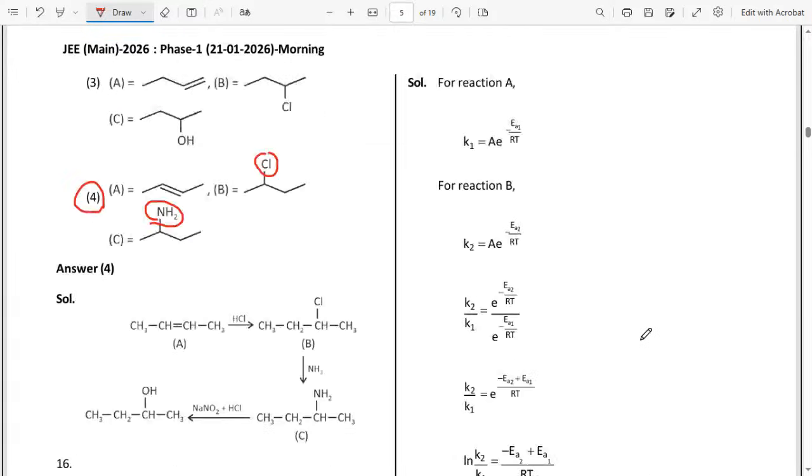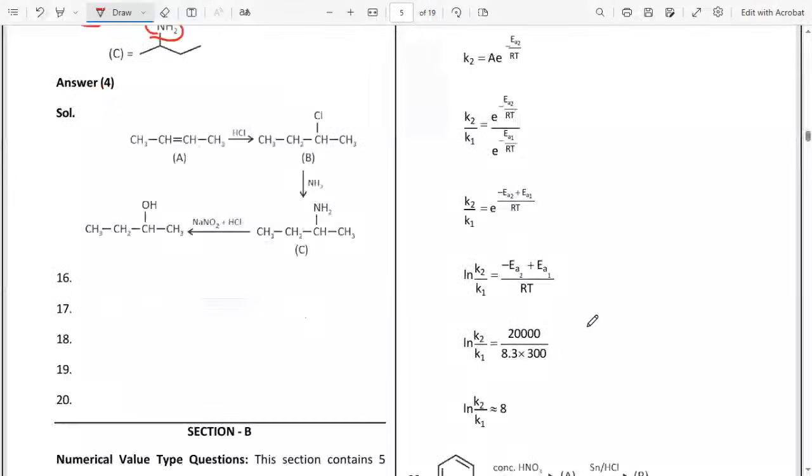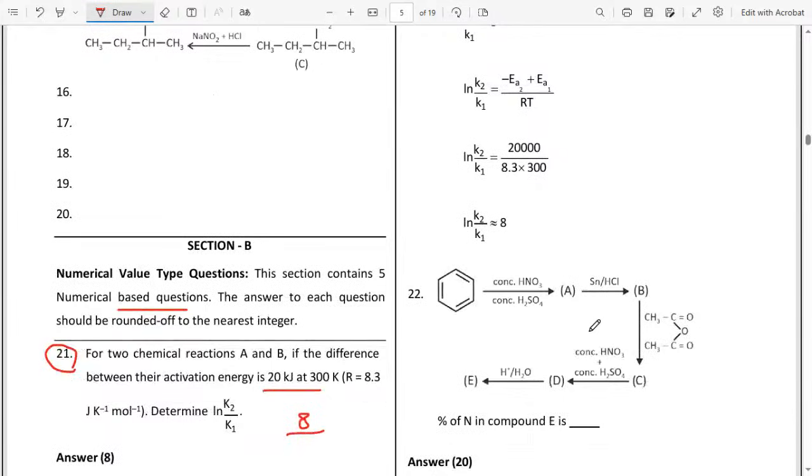Next, for each reaction, yes, the solution is given here. You can go through the solutions also. Let us take the next question.